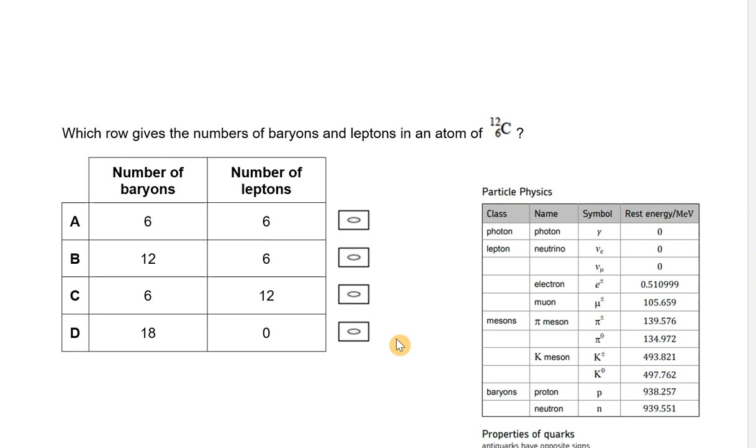Hello, another AQA A-level physics question from the particles topic. If you want to try to answer this question yourself, pause the video now.